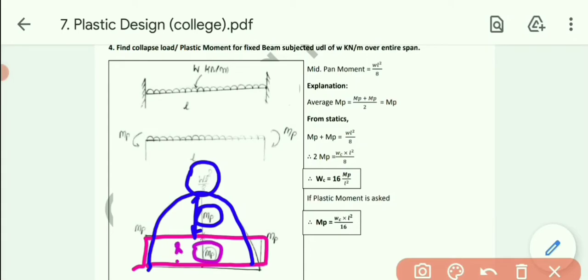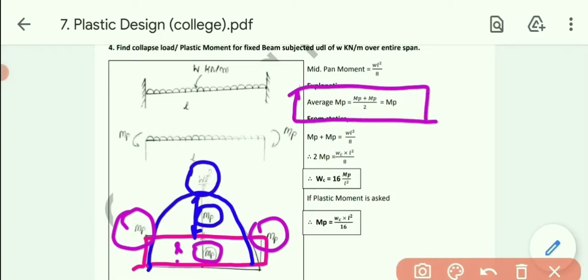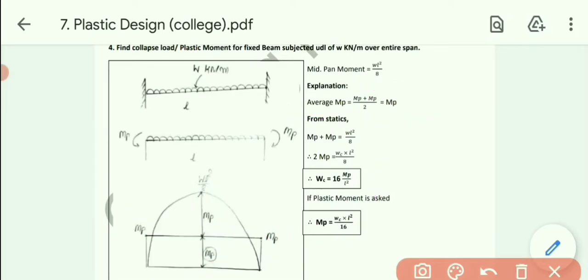So by using the average method, average Mp equals Mp plus Mp divided by 2, so we'll get Mp. So this Mp is like this. Okay, so now by using the statics, this Mp plus this Mp equals WL square by 8. So Mp plus Mp equals WL square by 8, so twice Mp equals WL square by 8.